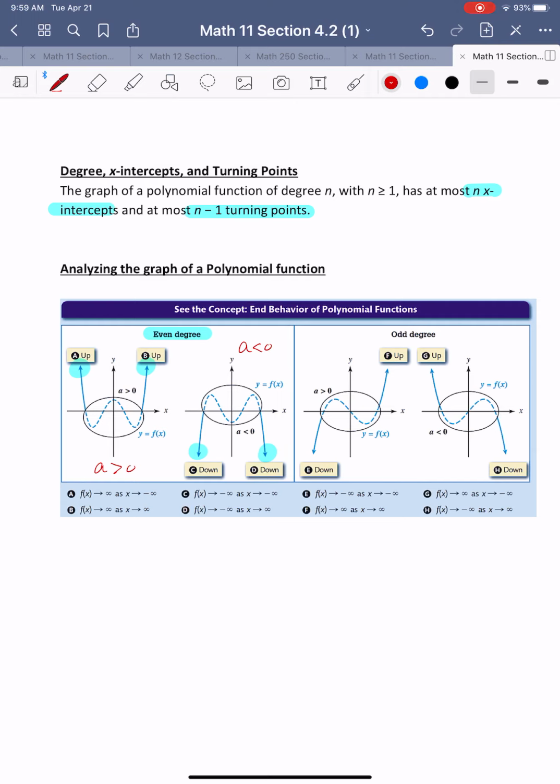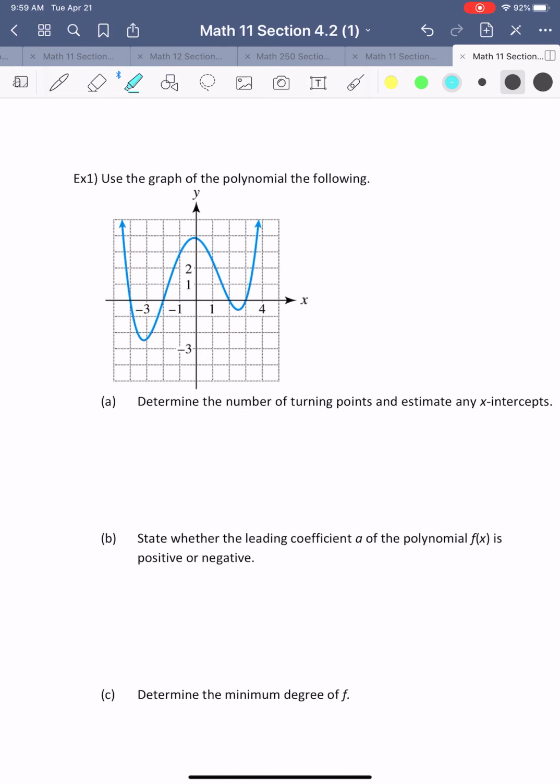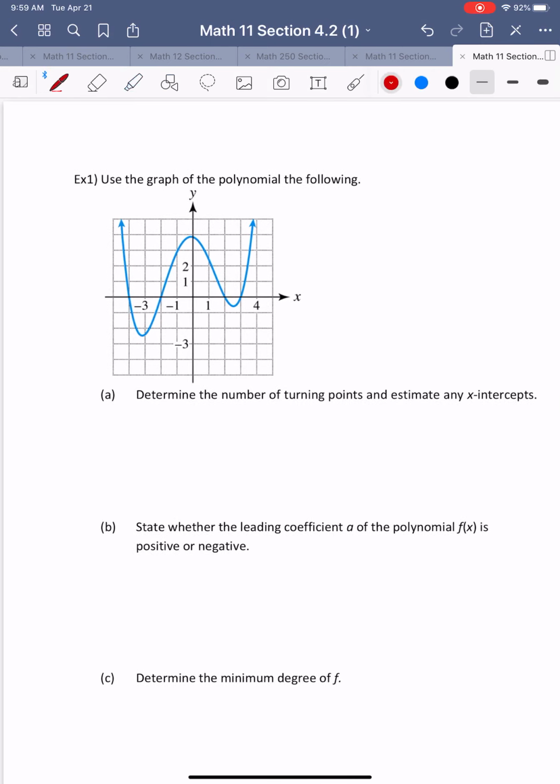But when you have an odd function, a positive means the right side is up and the left side is down, and a negative means the right side is down and the left side is up. Okay, so that always happens. All right, so let's look at the real problems.